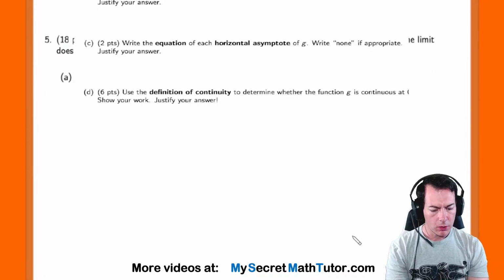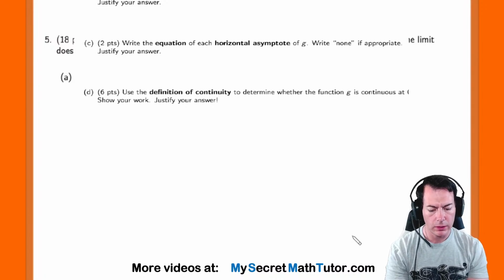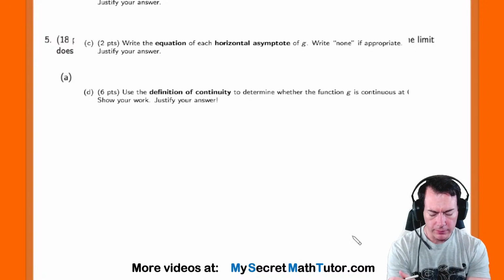This one says, write the form of the limit and evaluate each limit. So write that it does not exist only if it doesn't exist and it is not positive or negative infinity. So these are just straight up evaluate the limit. What do you get? All right, so let's see what's going on with this one.